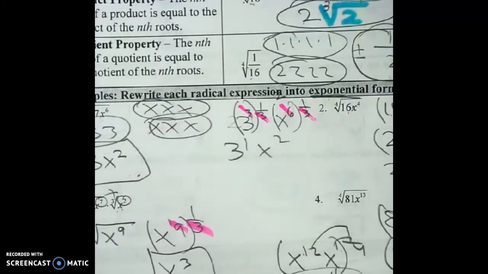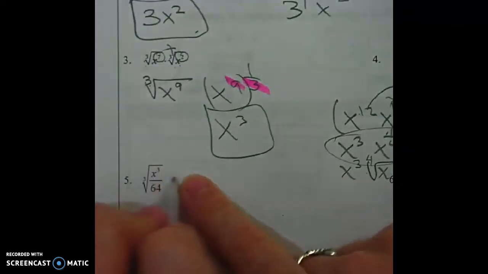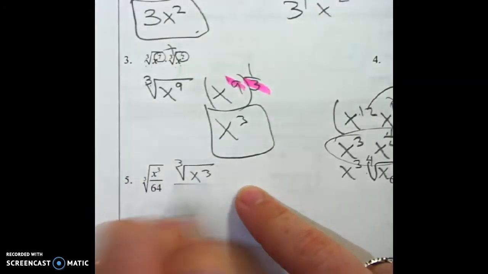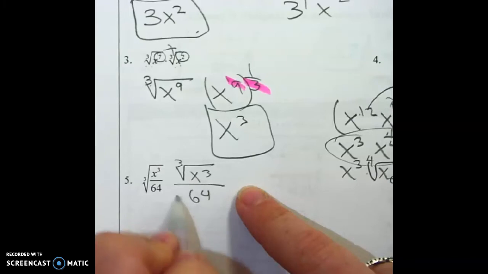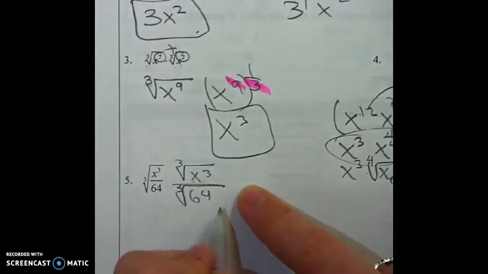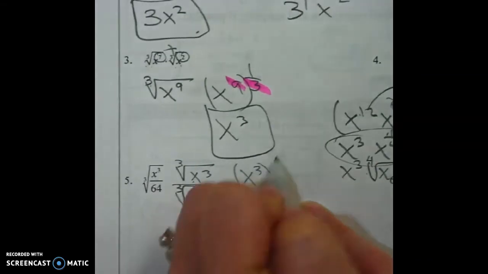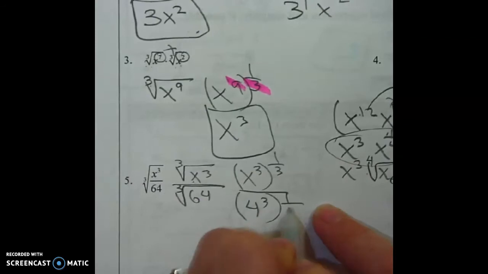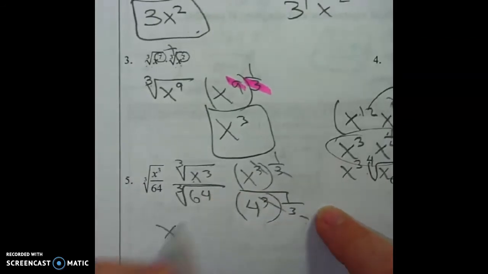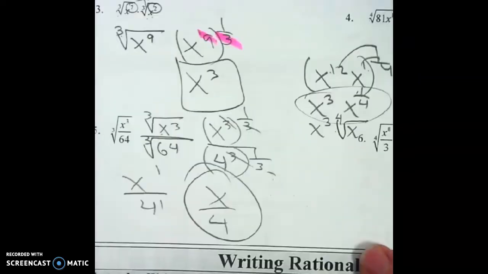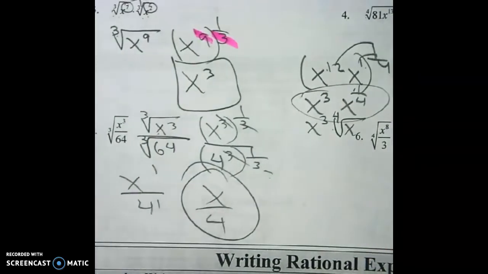Next problem. When we're dealing with division, this is the same thing as the cube root of x cubed over the cube root of 64. If I change that to exponential form, that would be x cubed to the 1/3 and 4 cubed to the 1/3. The exponents cancel, leaving x to the 1st over 4 to the 1st, which is x over 4. It's an odd root, so you're done.